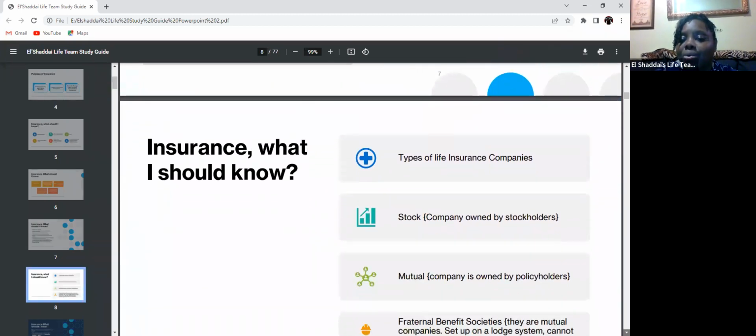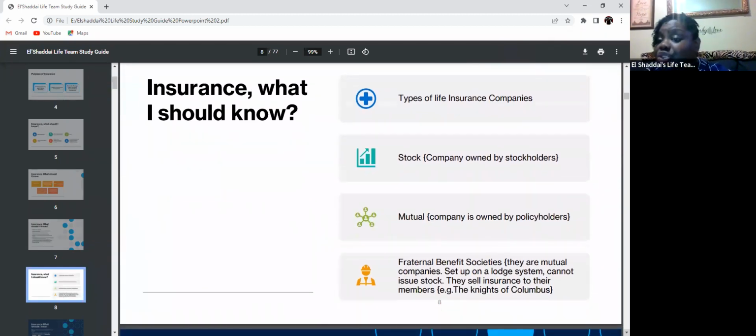Insurance, what should I know? Types of insurance companies: stock, owned by stockholders; mutual companies, owned by policyholders; fraternal benefit societies, they are mutual companies. They're set up on a large scale, cannot issue stock. They sell insurance only to their members.